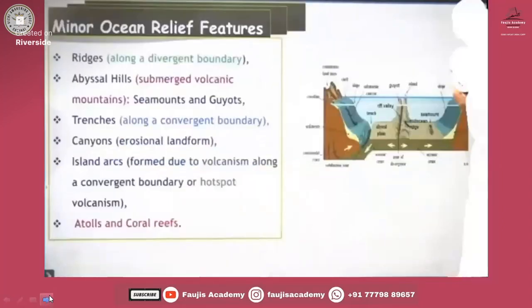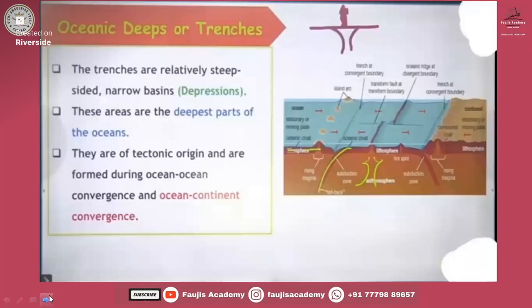Then that was about the major features. Now in the minor, we saw all those guyots, trenches, seamounts. And also in the minor relief features, we have the atolls and coral reefs. So in coral reefs, you can easily say that it is all those corals. When corals die, because of deposition of their parts, coral reef formation will be there.